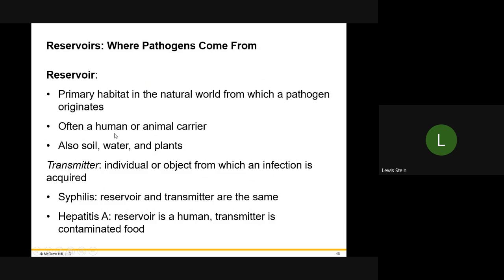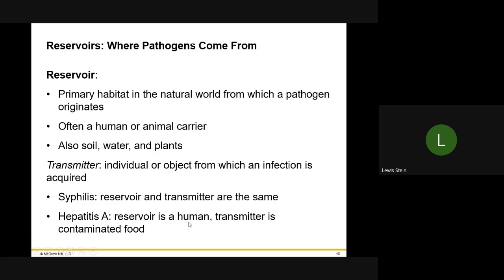Okay, so the primary habitat is really significant. Humans and animals, we have a little bit easier time controlling. Soil, water, and plants, particularly water, okay, much more difficult time controlling. So the transmitter, so-called an individual object who has it, okay, syphilis is strictly confined to humans. So the person or the individual or the entity transmitting it is the same where the reservoir is located. The reservoir is where it is located.